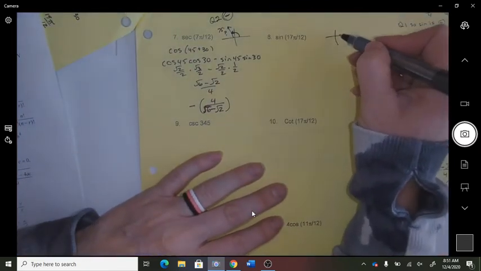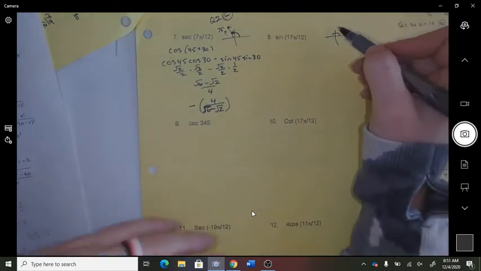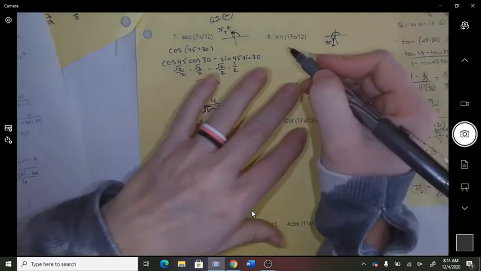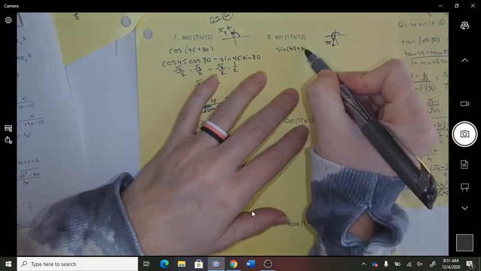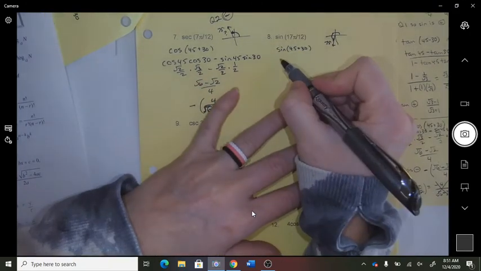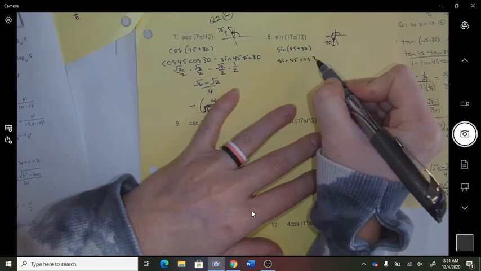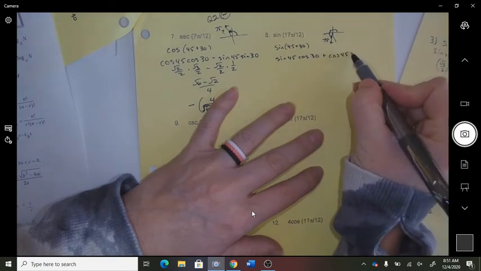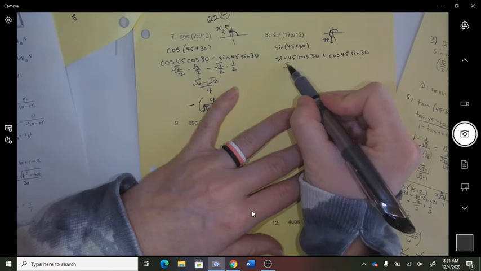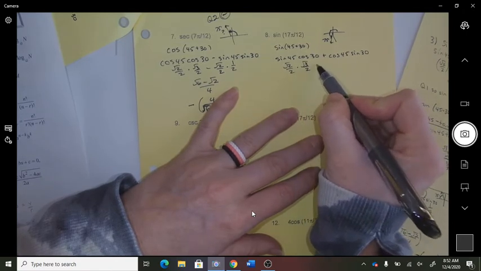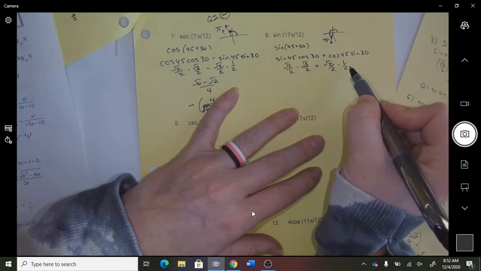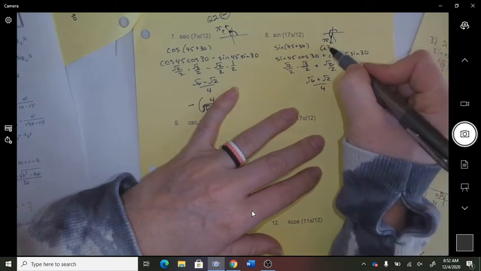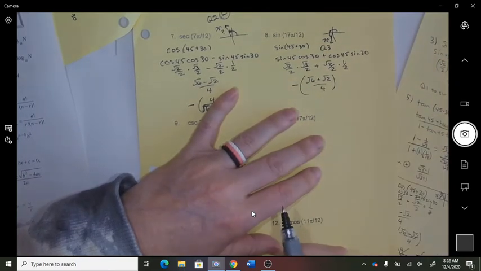Okay, sine of 17 pi over 12 would be right here, so 75 degree. So I'm going to be doing sine of the adding. So sine 45 cos 30 plus cos 45 sine 30. Okay, root 2 over 2, root 3 over 2, root 2 over 2, 1/2 is root 6 plus root 2 over 4. In quadrant 3, sine is negative, however, so I'm going to negate that value.